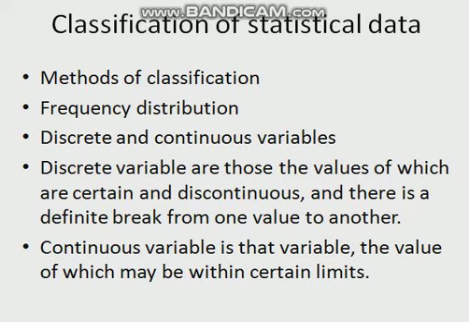Discrete variables are those the values of which are certain and discontinuous, and there is a definite break from one value to another. They are usually in whole numbers. For example, number of children in a family. They can be 0, 1, 2, 3, etc. only, not in decimal points. Number of runs scored in a cricket match, marks obtained by students, number of temples in cities, number of accidents, number of rooms in a house, etc. are examples of discrete variables.